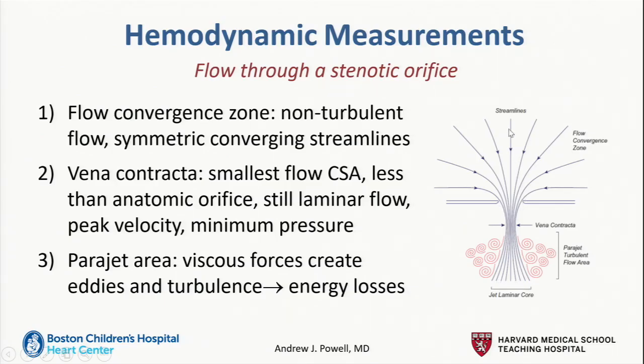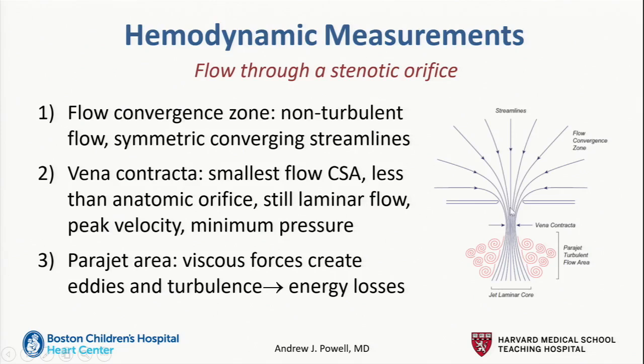You can divide this flow convergence into 3 different regions. First, up here is the flow convergence zone. We have non-turbulent flow that's symmetric. It's converging in and going through the orifice. The next zone here is the vena contracta. This is the smallest cross-sectional area. You can see here's the anatomic orifice, but the vena contracta width becomes even smaller than the anatomic width as things contract down.